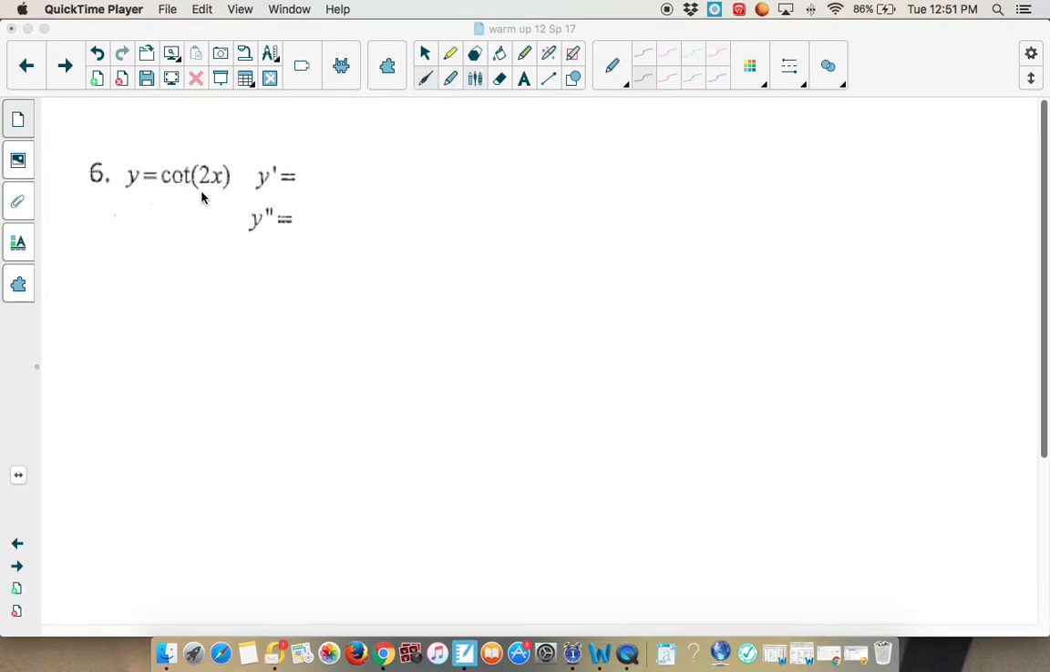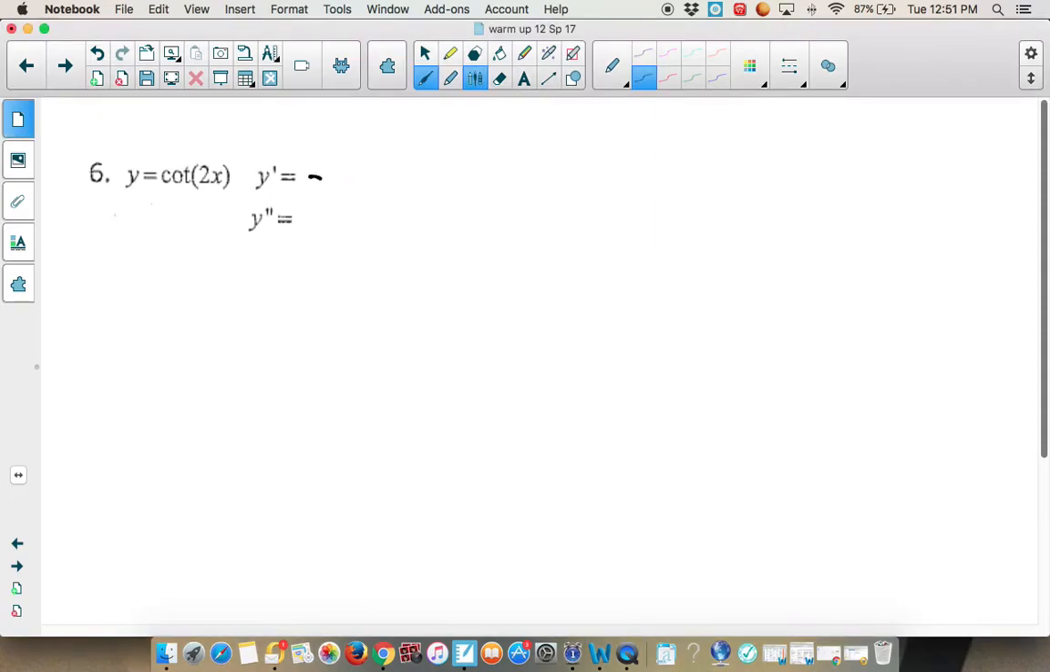Okay, so cotan, the derivative of cotan, it's the derivative of a trig function that starts with the letter C, so we know it's negative. So it's going to be negative, and you know your chain rule is going to apply because it's not just x in there. Well, derivative of cotan is cosecant, so this is going to be cosecant squared. Keep your inside pure of 2x, and the derivative of the inside is 2.